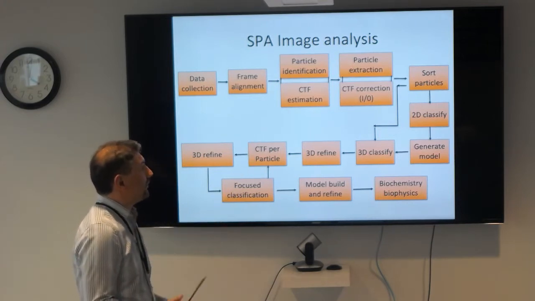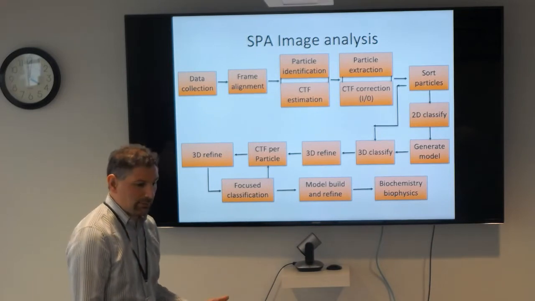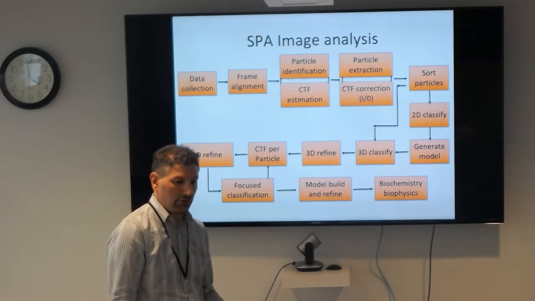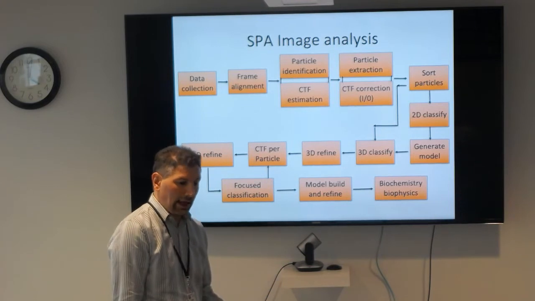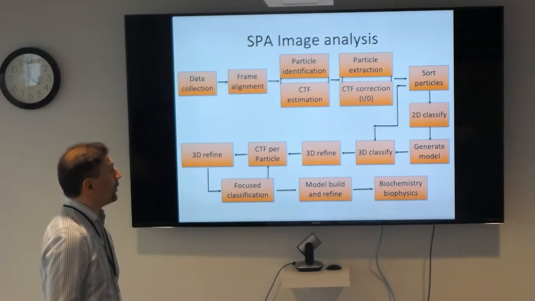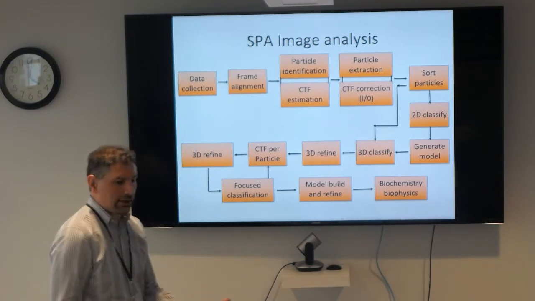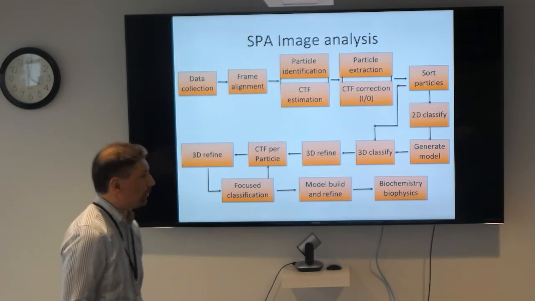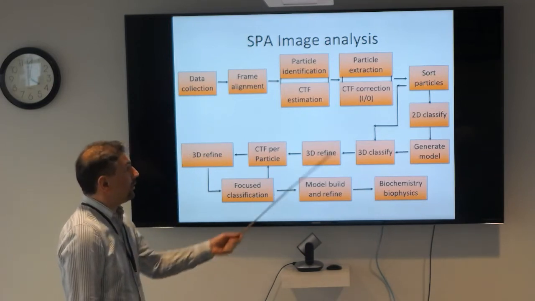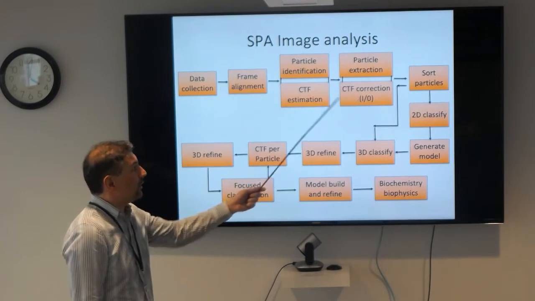And then particle identification, again, you can use templates, which are 2D class averages or projections that you may already have of the particles. Or you can use a difference of Gaussian or blob picking to pick particles from your micrographs. Then you have your particle extraction and your CTF correction.